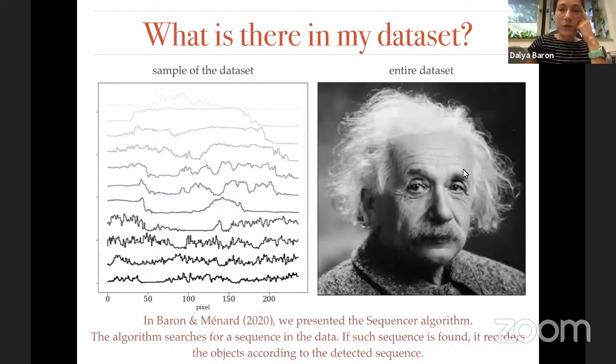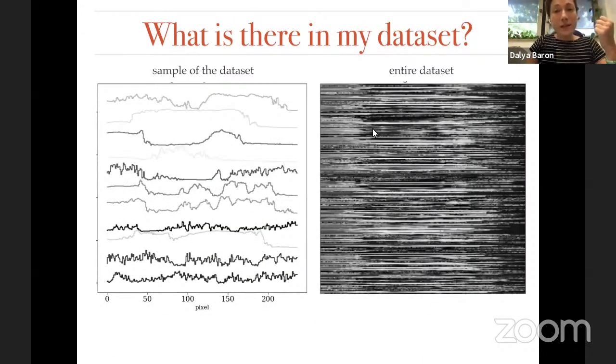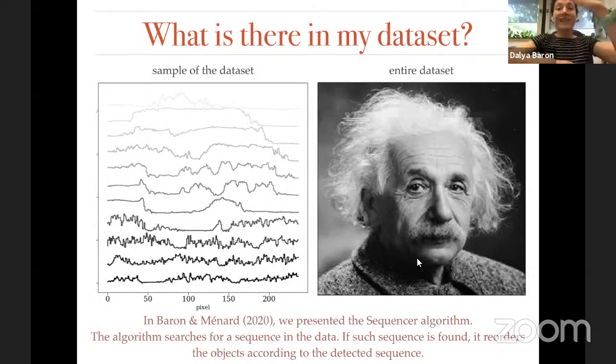What I did here, I took Einstein's image and I shuffled the rows in the image, and this was my dataset. Every row is an object. So in Baron and Menard 2020, we presented an algorithm that detects one-dimensional sequences in the dataset. If such a sequence exists, it reorders the objects in the dataset according to this sequence and outputs it. So in this particular case, the algorithm has found a very significant sequence, which is Einstein's face, and it reordered the lines according to this sequence.